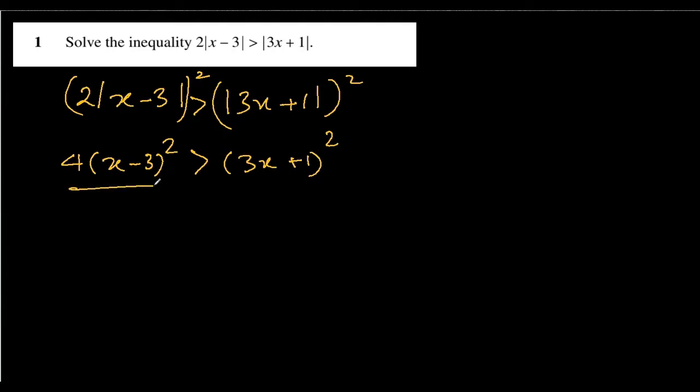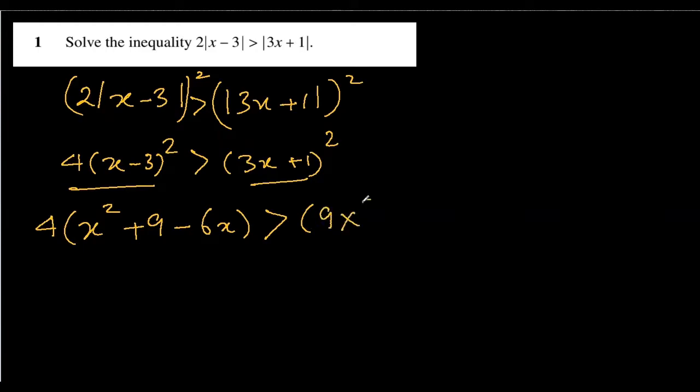So we'll have to expand this one first. So 4 multiplied by (x minus 3) whole squared. When we expand this, it will be x squared plus 9 minus 6x, greater than, let me expand this one as well, 9x squared plus 1 plus 6x.